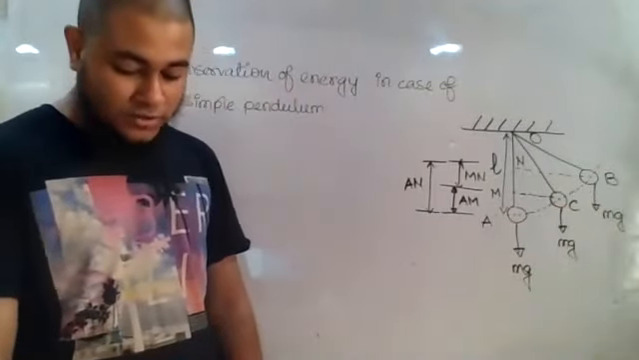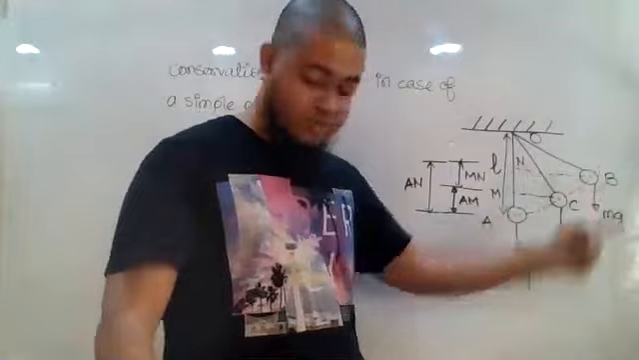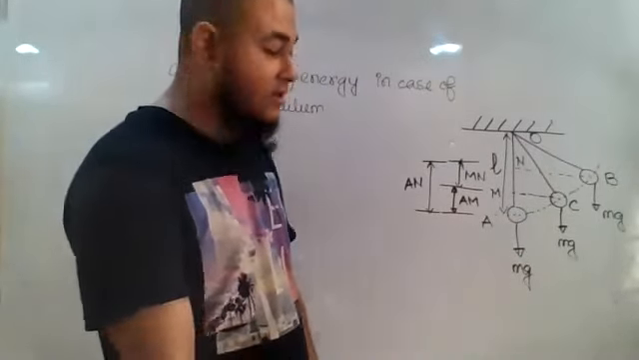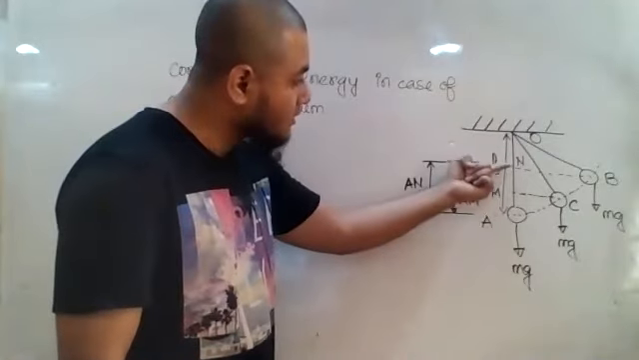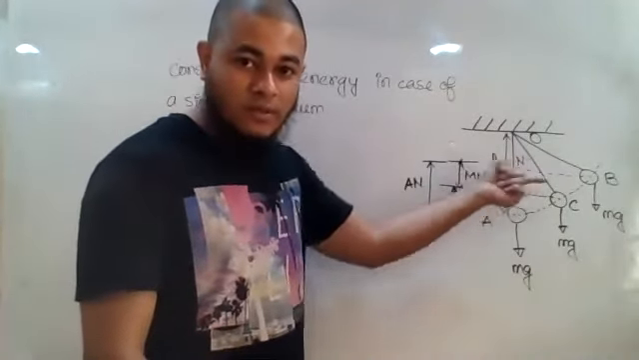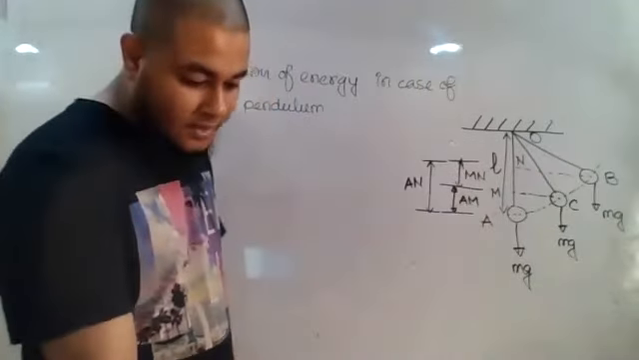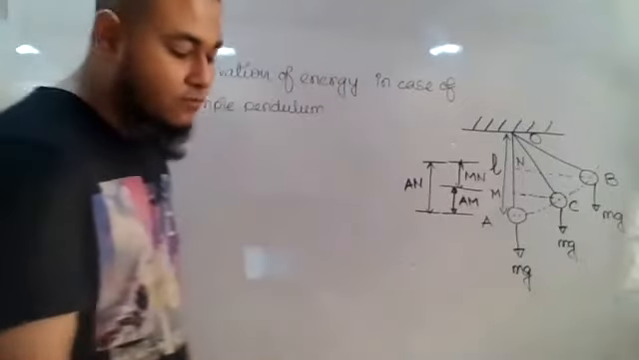Now the pendulum is going from point A to B, which means it is moving vertically from level A to level N. Hence, at point B, the potential energy of the pendulum is mg into the vertical height.